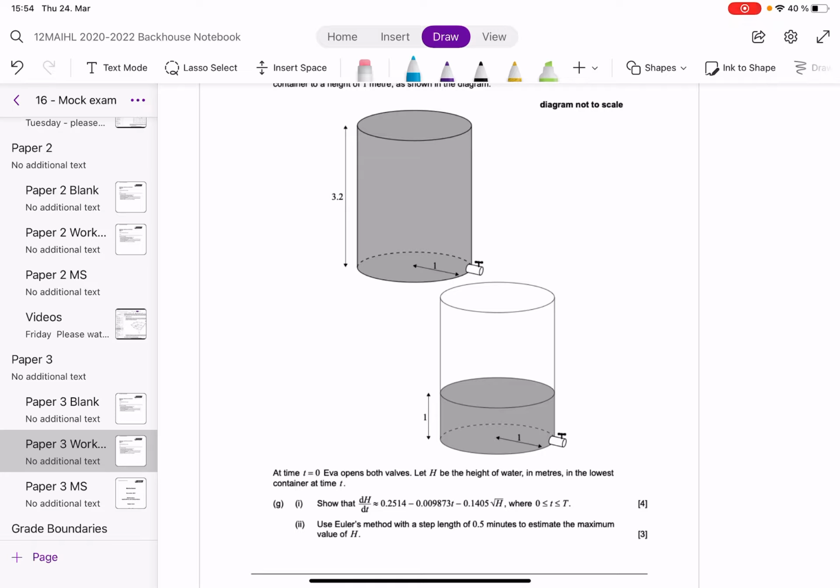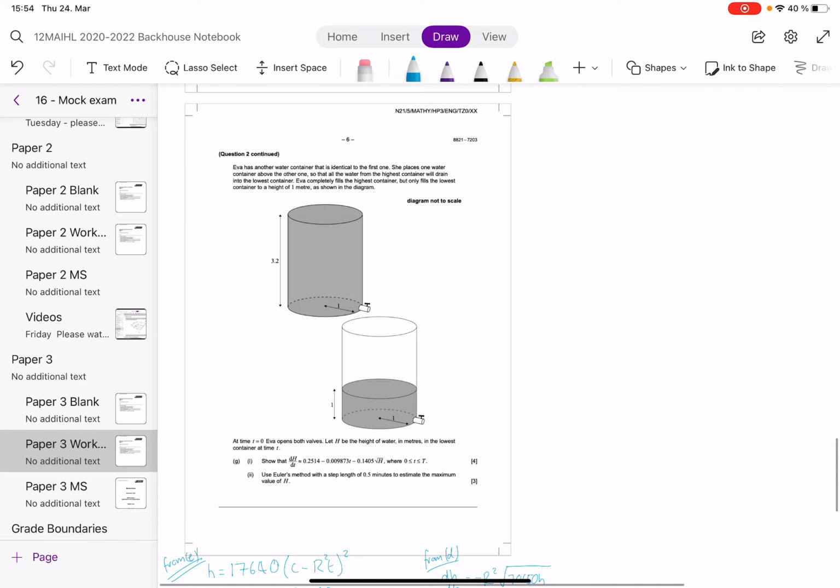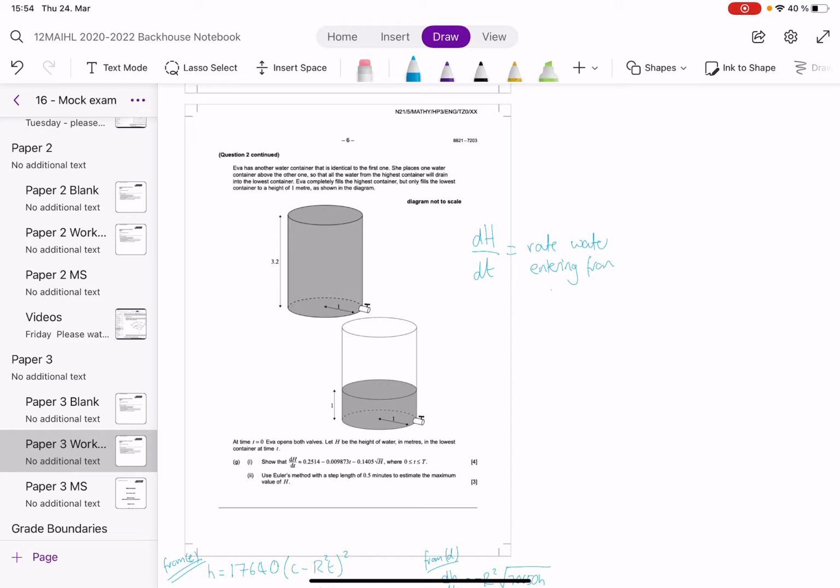We actually need to think about the dH by dt is going to be made up from the rate water is entering from top minus the rate that the water is leaving the bottom container. Rate water leaving bottom container.